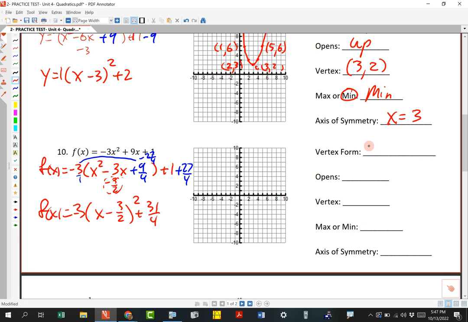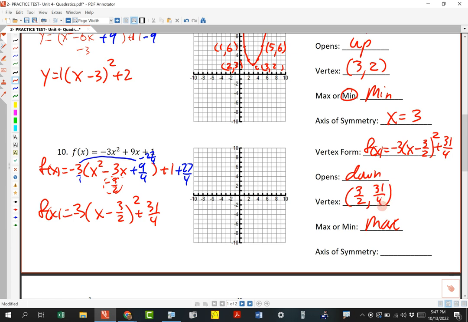I'm going to write it over here in vertex form. So I'll write f of x equals, we've got the negative 3. We've got x minus 3/2. Okay, looking kind of ugly here. Let me let my computer catch up. Square that, and then plus 31/4. Okay, and then we're going to come over here and say, well, this opens down. And if it opens down, that means it's going to have a max. And the vertex is opposite of that number right there. So that's going to be 3/2 comma, same as that number right there, 31/4. 31/4, it might be important to note, is 7 and 3/4, I think is what we are.